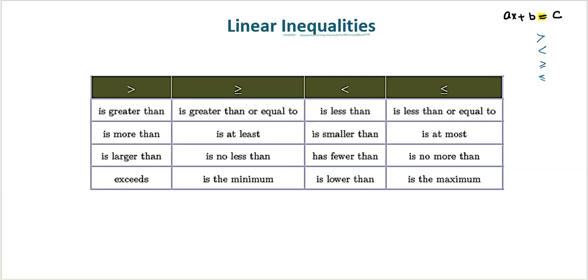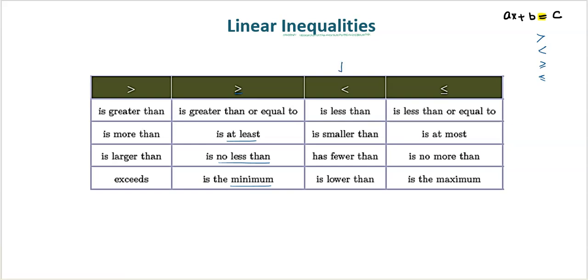Now, with this notation, an equal sign, a line below it, means equality. So it's greater than or equal to. You can use it for at least, you can use it even for no less than, and you can also use it for is the minimum.